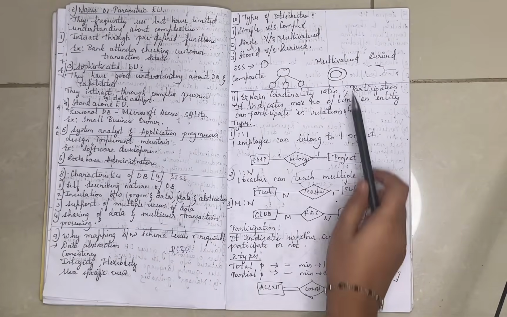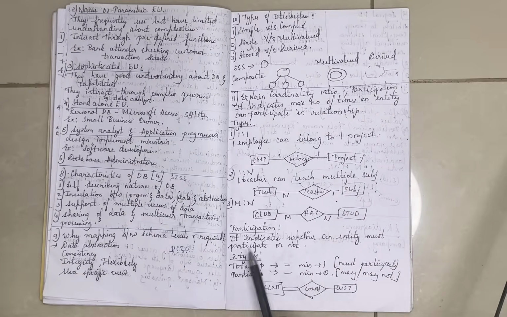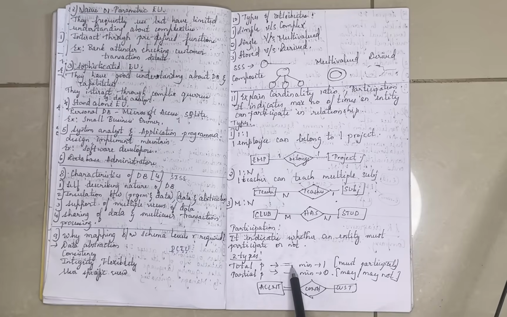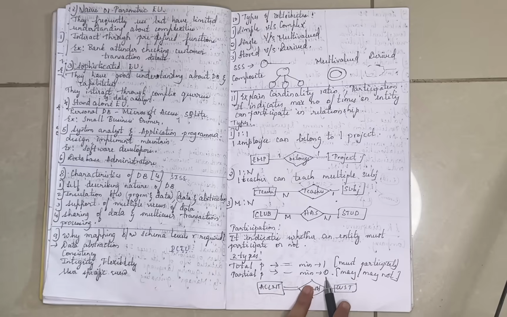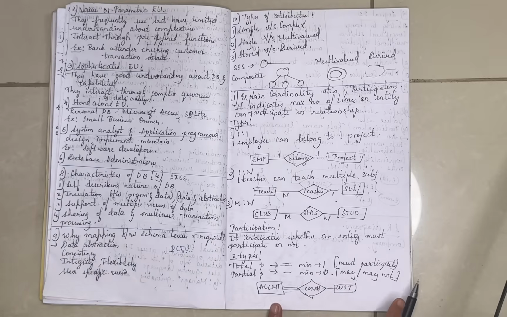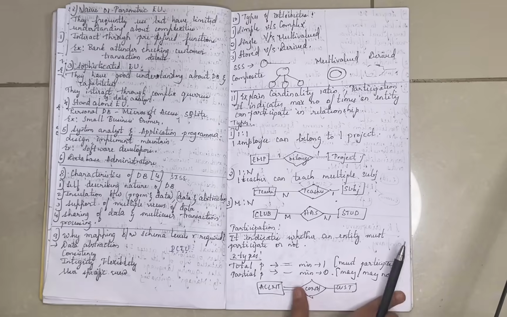Then also they have asked to explain about the participation. So there are 2 types of participation, total and partial participation. Total is represented with a double line, and partial is represented with just one single line. Total participation minimum value is 1, and in partial the minimum value is 0. This is one example. This means total, this means partial. So partial may or may not participate, but total must participate.